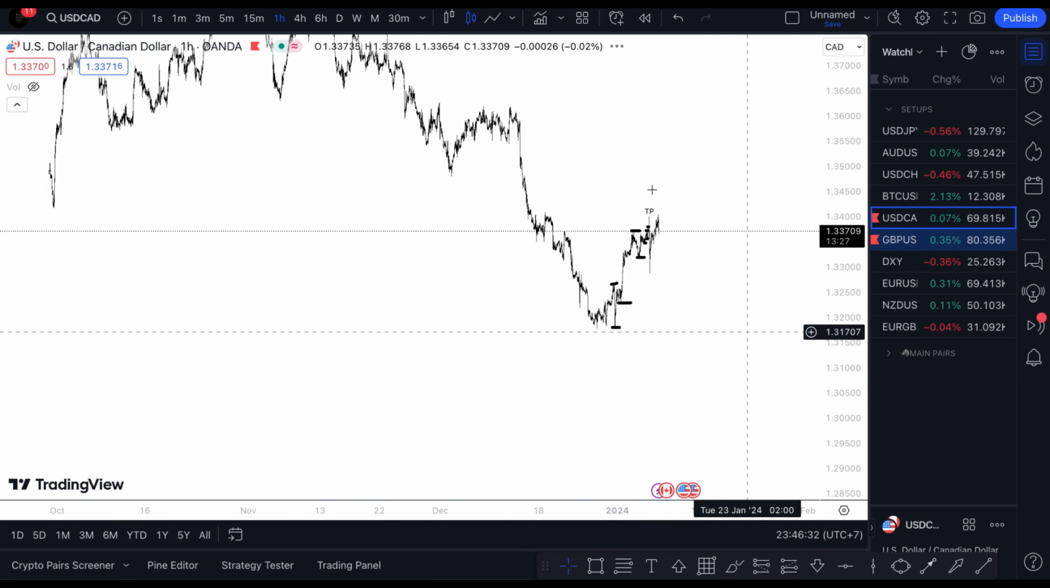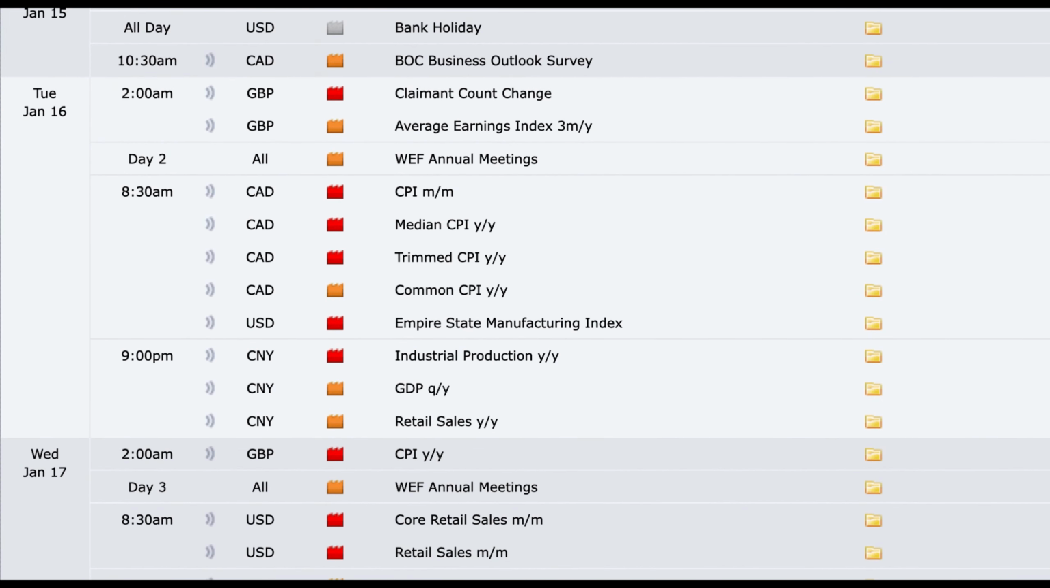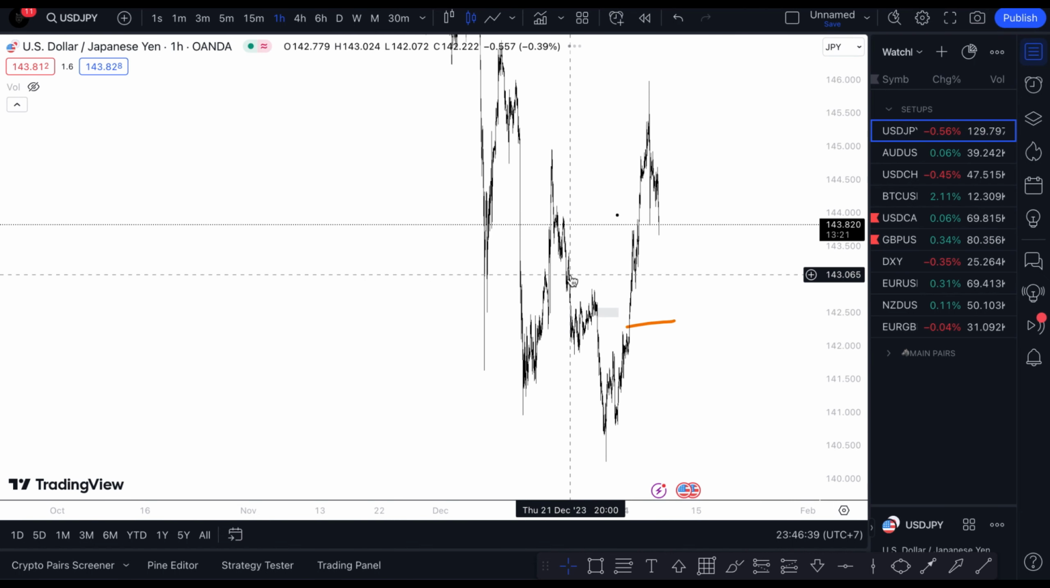Why? Because these are the pairs that actually have news coming up, and that's how I trade, and that's why I won this trade and other past trades in the Discord.